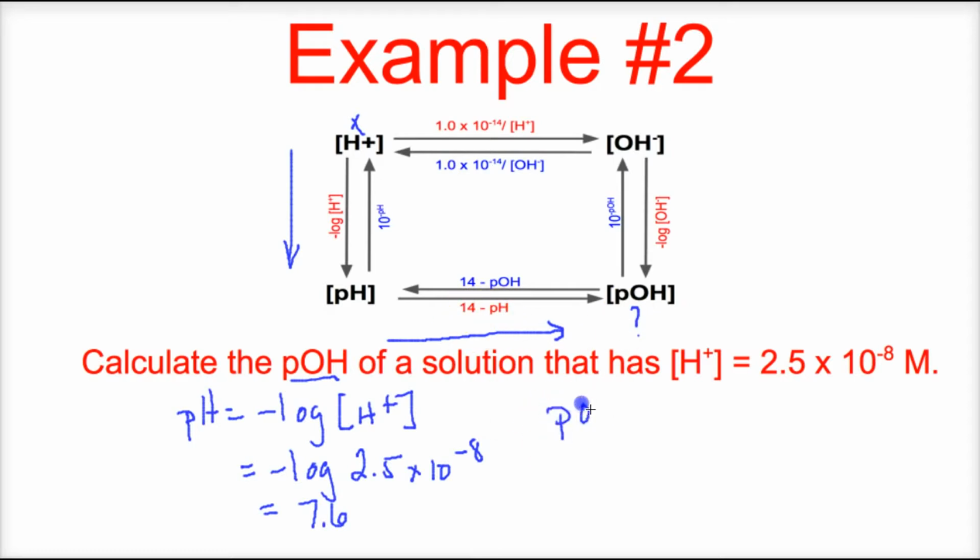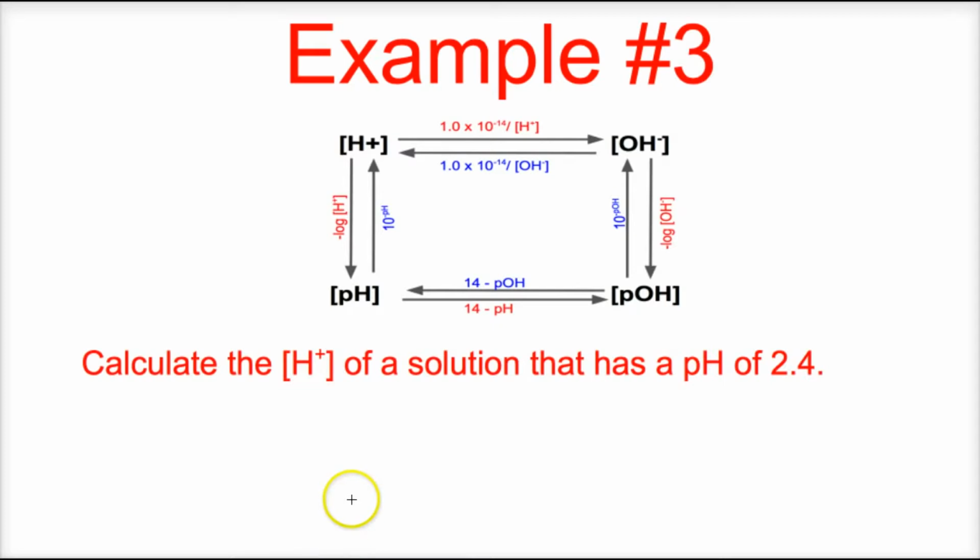So to get the pOH here, I will simply take 14 minus the pH. And in this problem, the pH appears to be 7.6. Put this in our calculator and we get 6.4. All right, so the pOH of this solution is going to be 6.4. Let's take a look at another example.